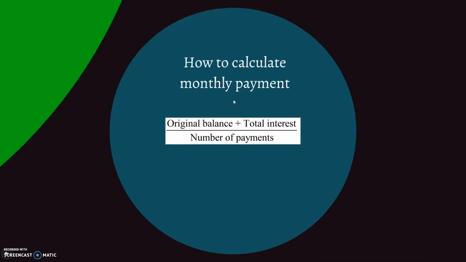And next we have monthly payment. It talks about how much you need to pay monthly. So how to calculate it? Original balance, which is the balance after you make a down payment, plus the total interest that you need to pay, over the number of payments to be made, how many months or how many weeks, depending. So by using that formula, you get a monthly payment or weekly payment.